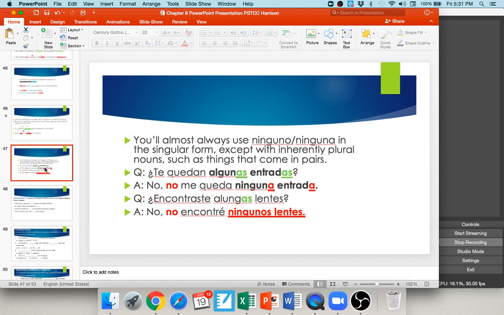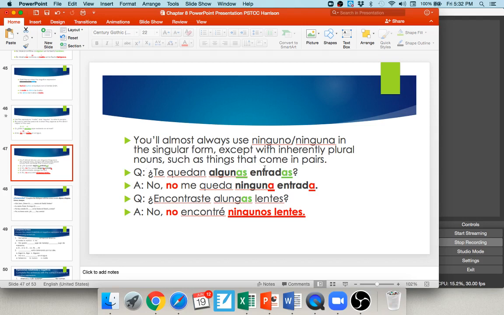Okay. And now, referring back to those weird ones we talked about, algunos, algunas, ningunos, ningunas, you'll almost always use ninguno and ninguna in the singular form, unless there's some kind of inherently plural noun or something that comes in pairs. Like, for example, ¿te quedan algunas entradas? Do you have any tickets left? And this person says, nope, no me queda ninguna entrada. So you see it both ways there.